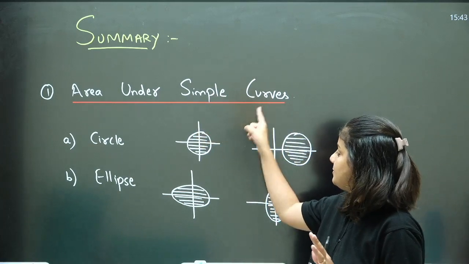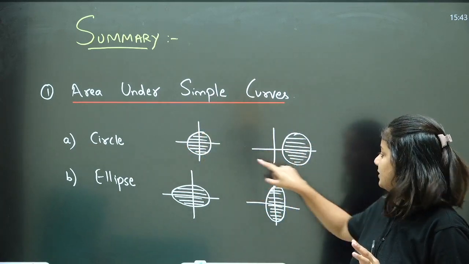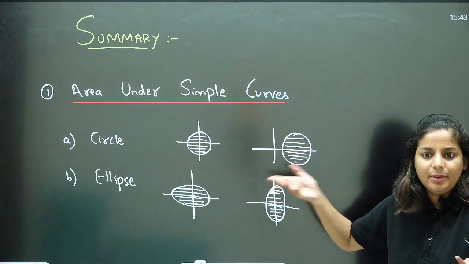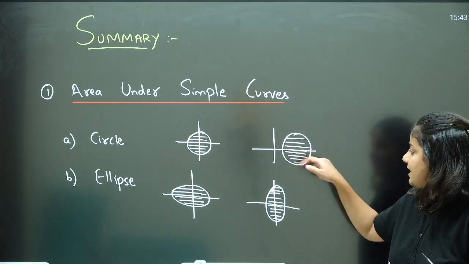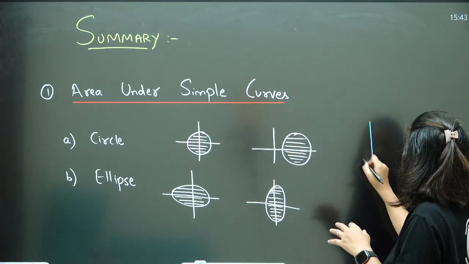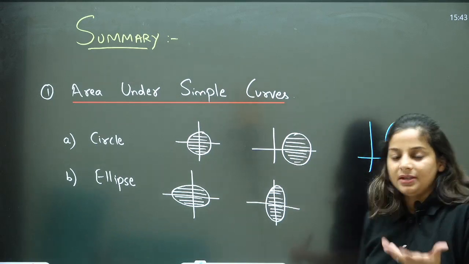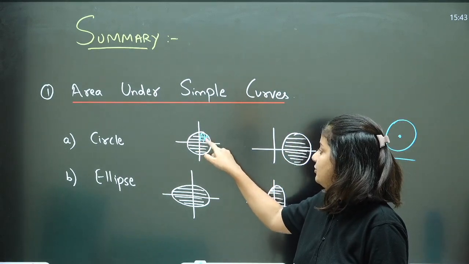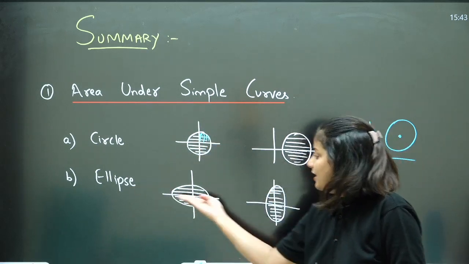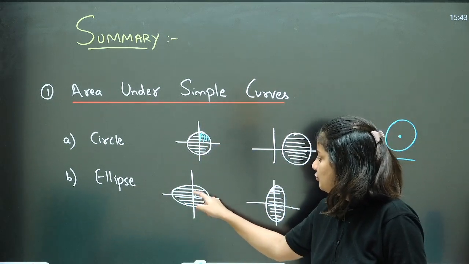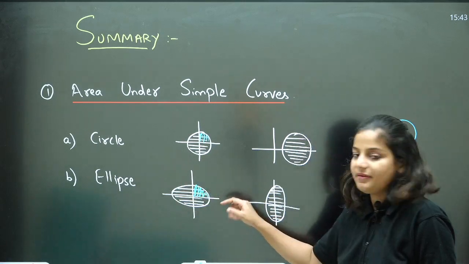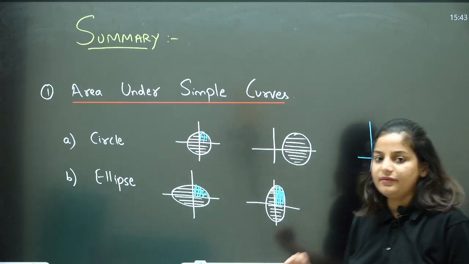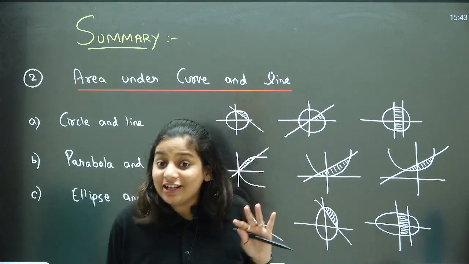First topic, area under simple curve. You'll get a circle, a standard circle having center at origin, or a non-standard circle whose center may be anywhere, not on the x-axis but anywhere. It can be here or anywhere. Find the area under them. If it's standard, you find the area of one region and multiply by 4. Or area under an ellipse. So you find the area under one region and multiply by 4. Horizontal or vertical, you find this area, multiply by 4. So these are simple curves, which we didn't do.